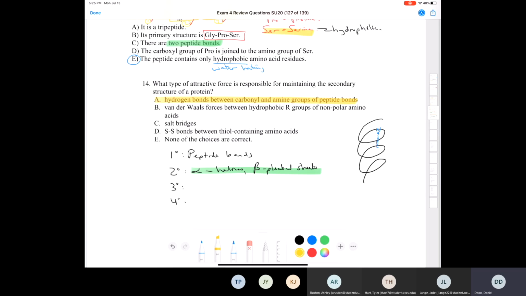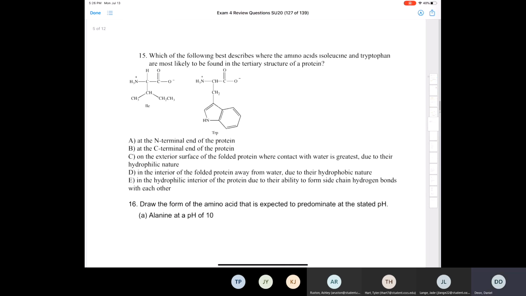Here we go. Number 15, we have two amino acids here. The first one says ILE, that stands for isoleucine. The next one says TRP, that stands for tryptophan. And it says here, which of the following best describes where the amino acids isoleucine and tryptophan are most likely to be found in the tertiary structure of a protein?